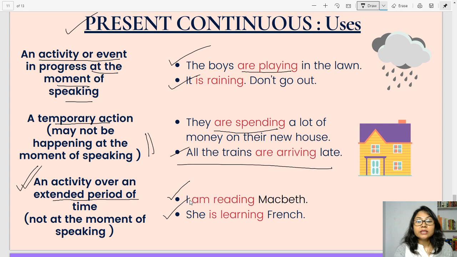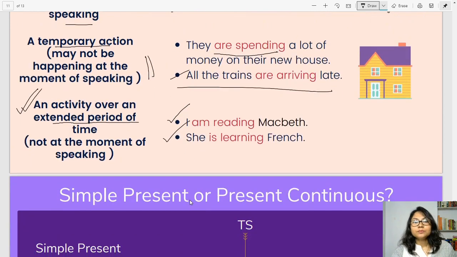She is learning French. That is, right now she is not learning French. Okay? She is learning French for a couple of months now. Maybe it's a 6-month course and she's been learning French. Okay? That's it. So let's move on.